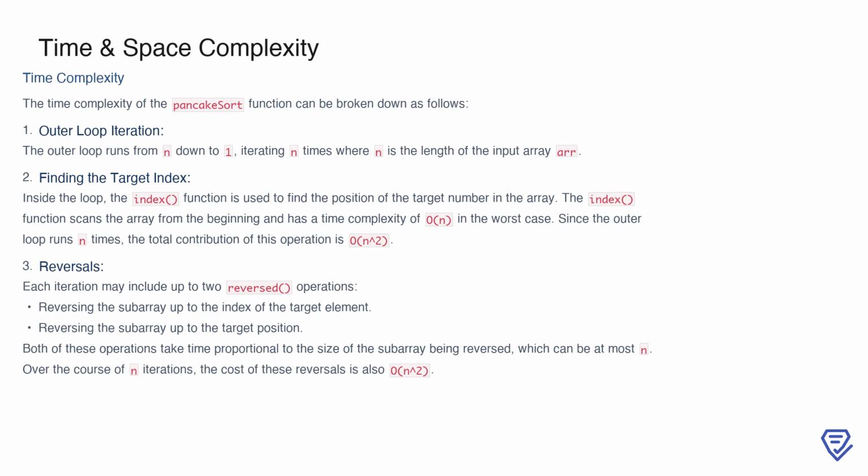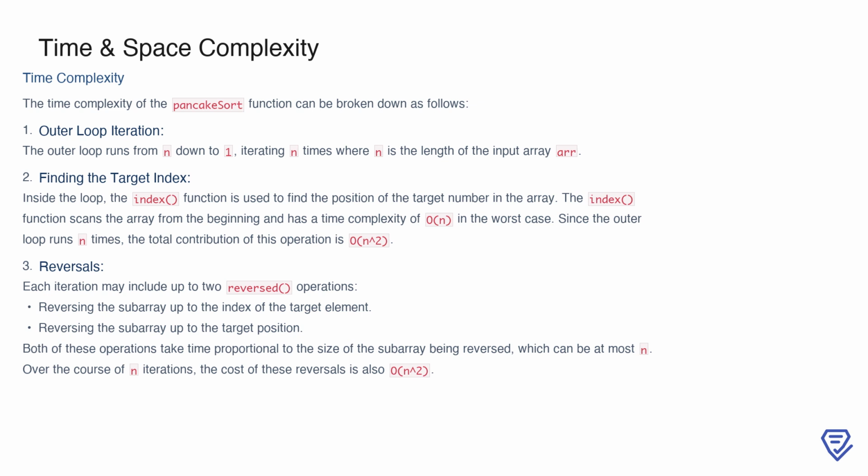To analyze the time complexity of the Pancake sort function, we begin by looking at its key operations. First, the outer loop runs from n down to 1, meaning it iterates n times, where n is the length of the input array. Within this loop, we use the index function to locate the position of the target number in the array. The index function performs a linear scan, making its worst-case time complexity O(n). Since this operation is repeated for each iteration of the loop, its total contribution is O(n squared).